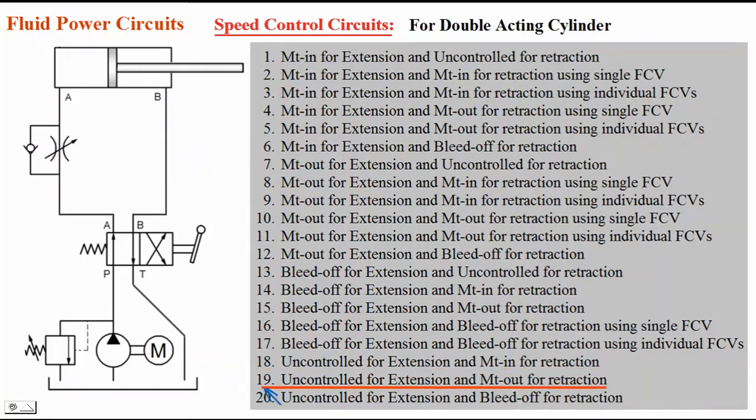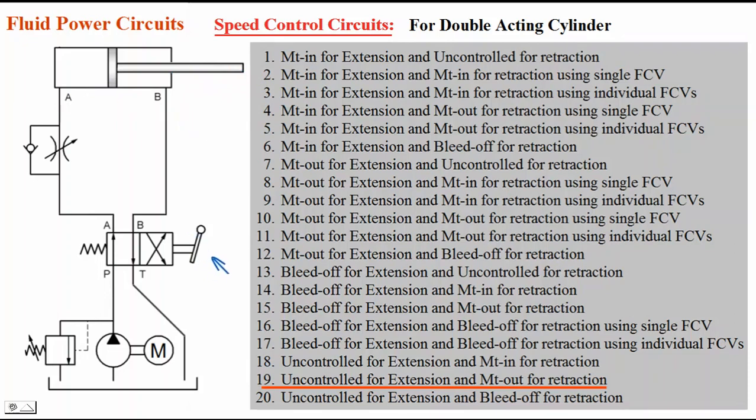And the next one is uncontrolled for extension and meter out for retraction. Okay, look here. In first position, P to A, B to T connection is there. Oil is coming from P to A and it can flow through this check valve. So that's why the flow to the cylinder during extension is uncontrolled. Oil is flowing through this check valve which is free flow.